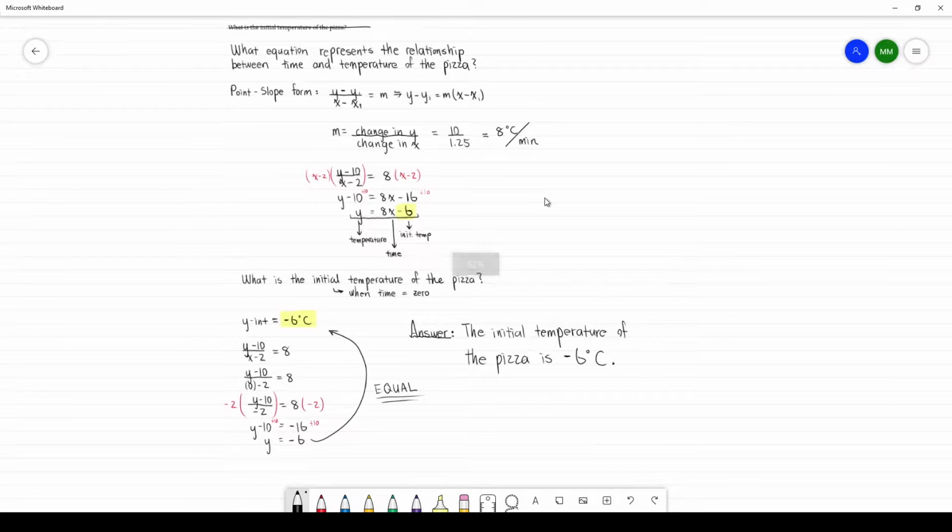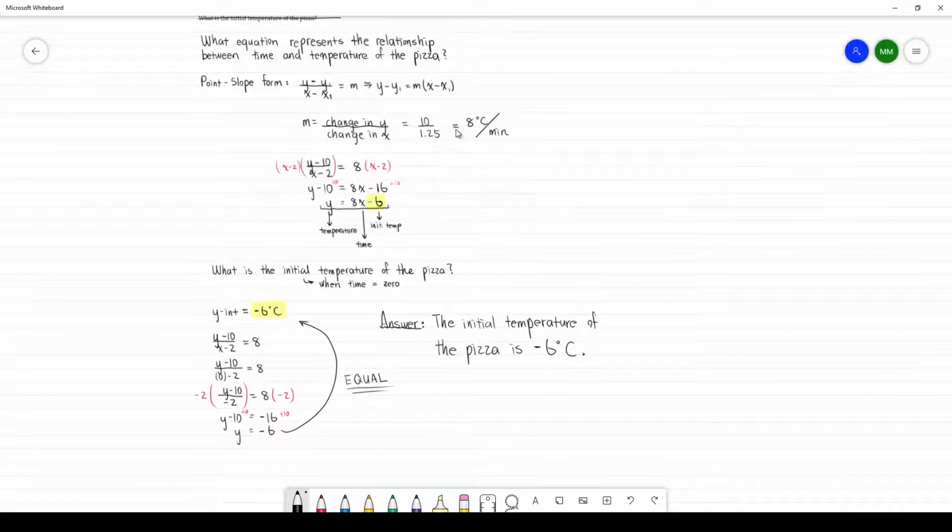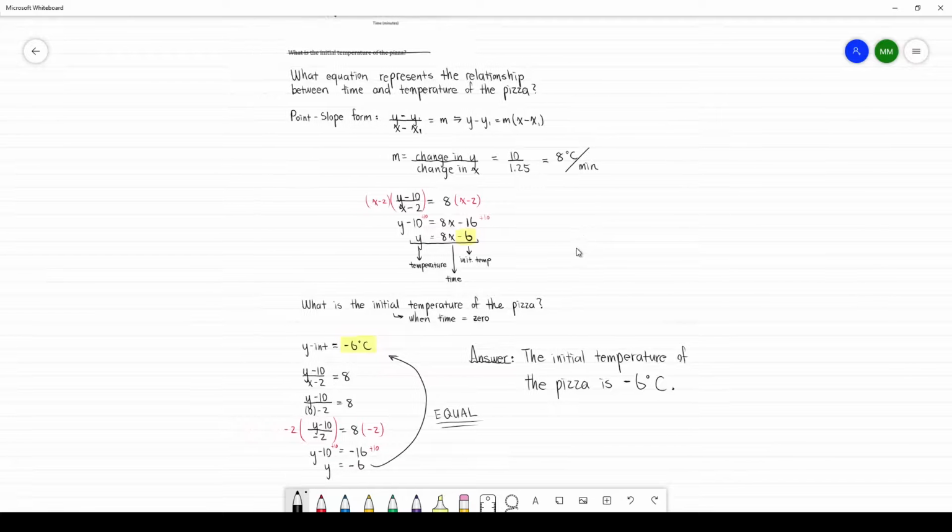So any question about the first two? So the first one was generating an equation. So that's our equation that we generated. And then the second one was about finding the initial temperature. No question? Okay.